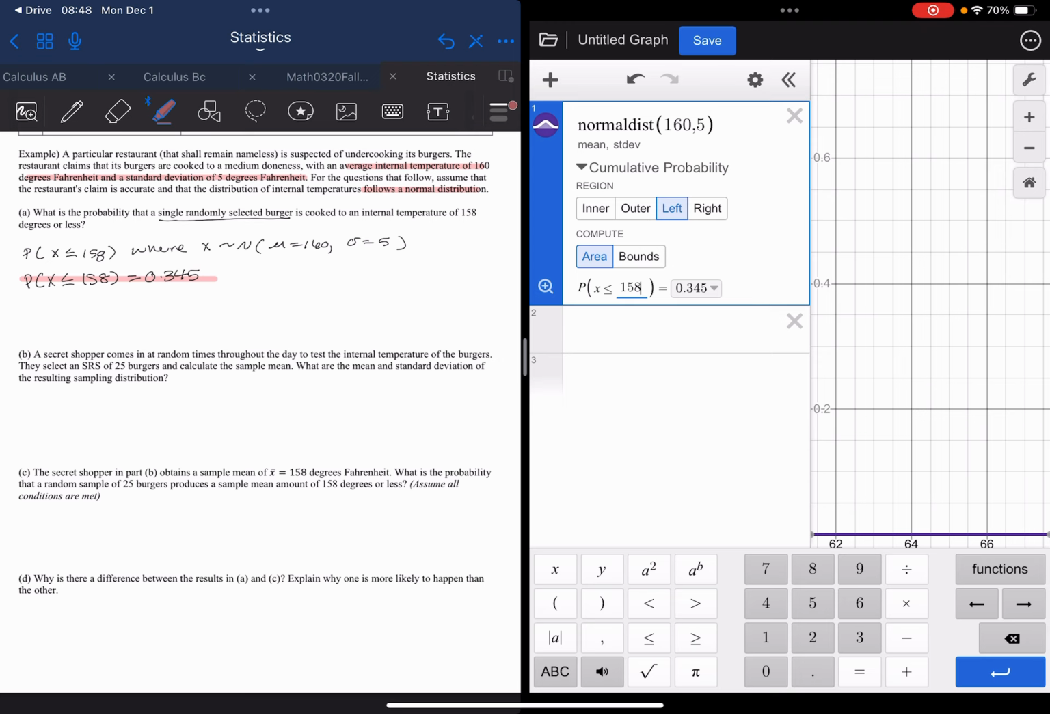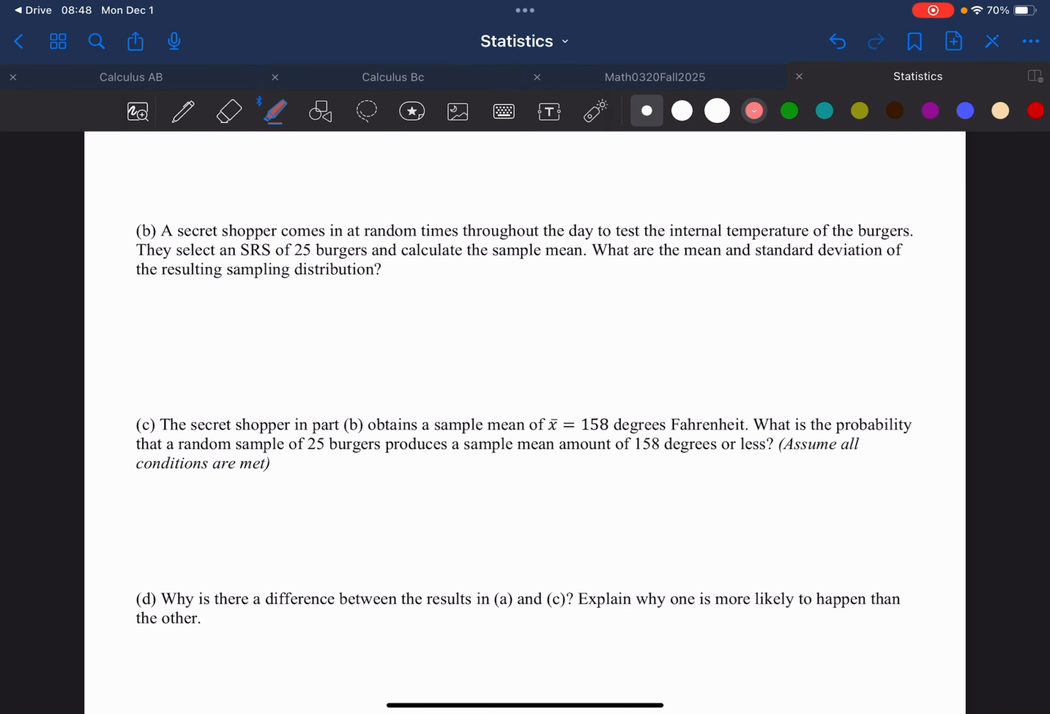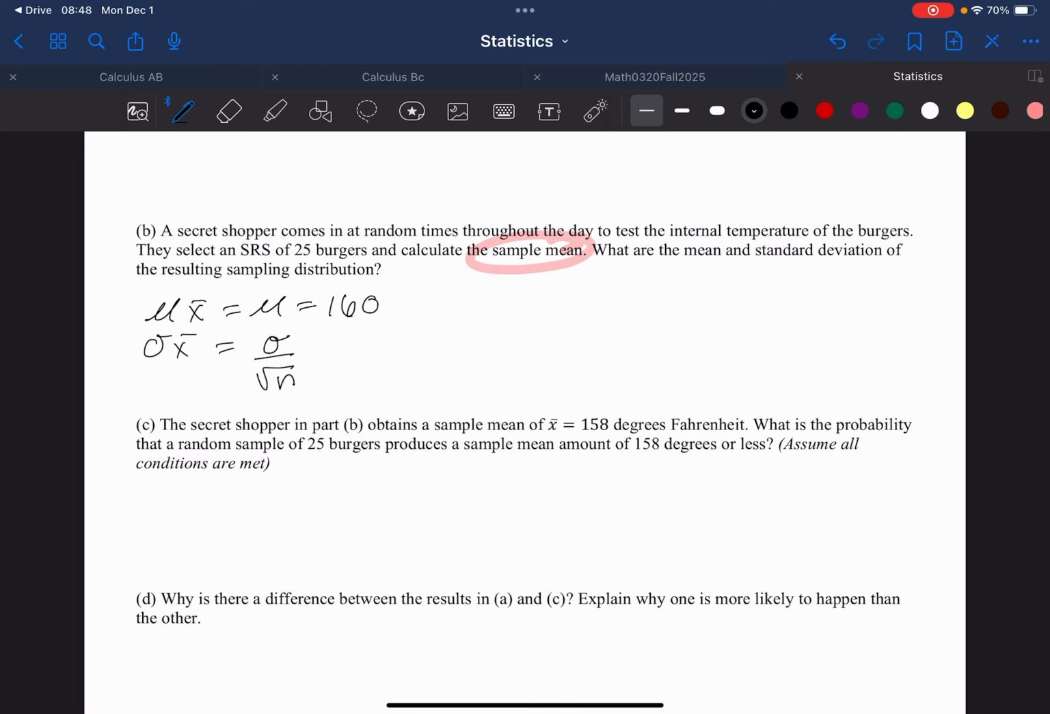So I'm going to get out of this Desmos real quick so I have more space. Since this is talking about a sample mean, I know that I am looking at mu of x bar, which we know is mu, so that's 160. And then sigma of x bar is equal to sigma divided by the square root of n. Well, sigma is equal to 5, and we're taking an SRS of 25, so that's the square root of 25. So this is 5 over 5, which equals 1.